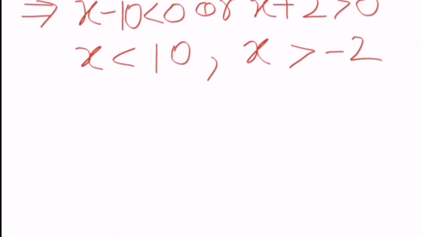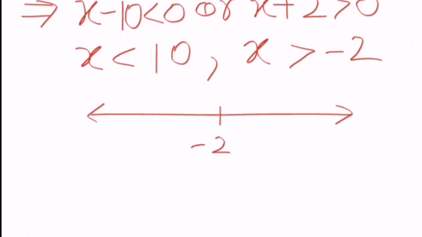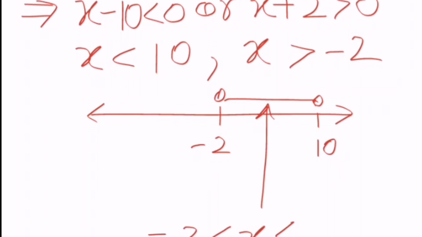So can we represent it on the real line, on the number line? Can we represent minus 2 as this value, 10 as this value. So the numbers are less than 10, greater than minus 2. So they can be represented as this. These are the numbers greater than minus 2, less than 10.